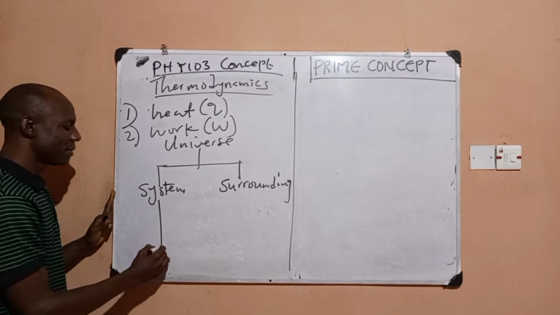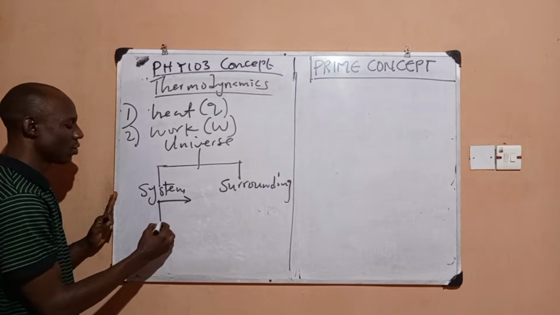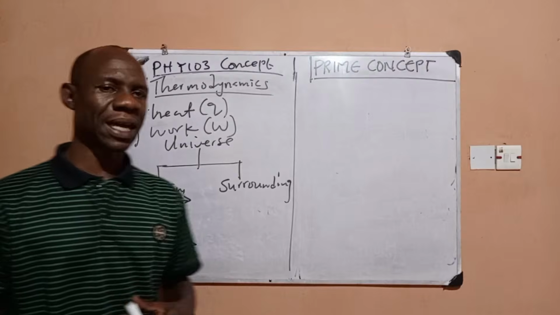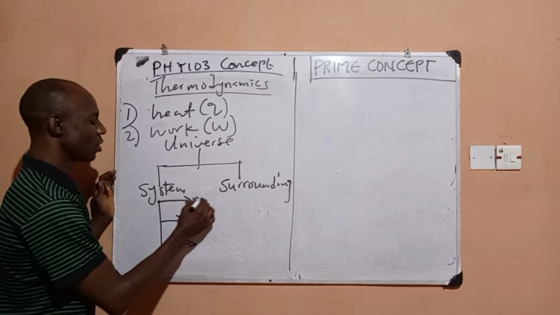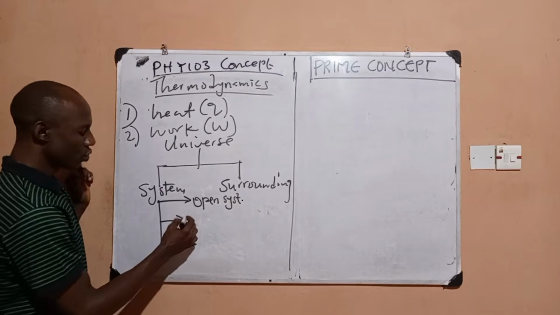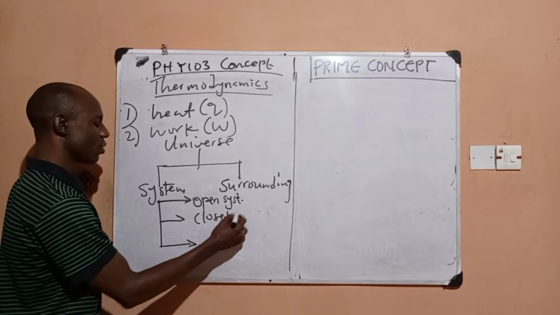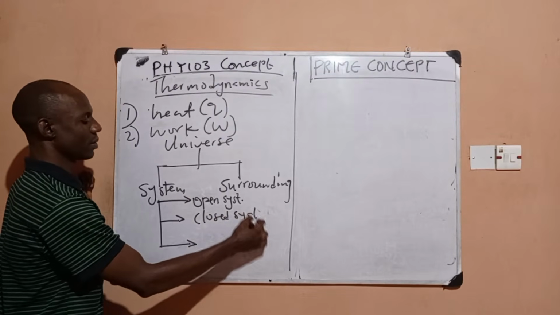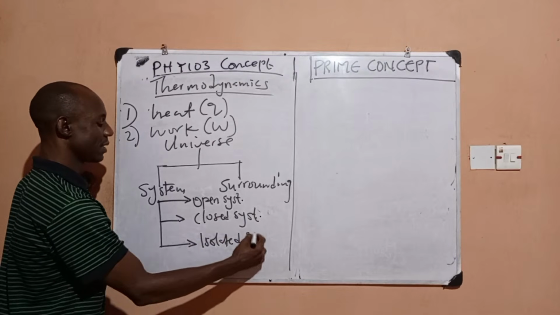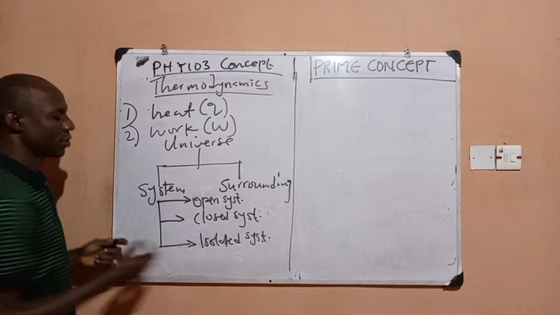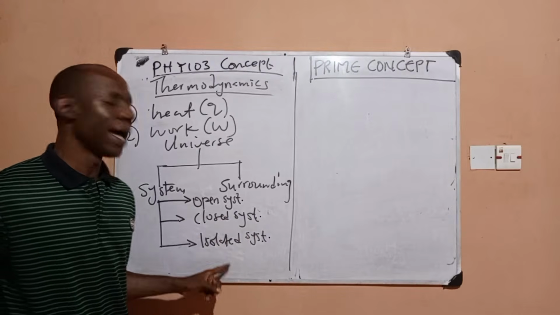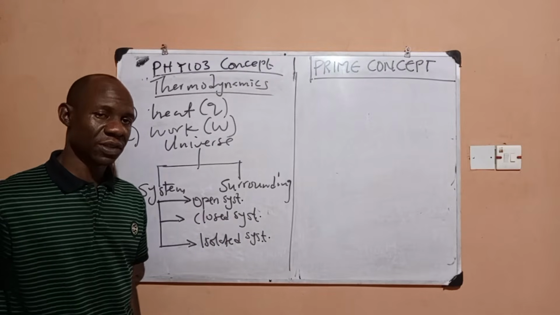Now, a thermodynamic system is divided into 3 types. Thermodynamic system is divided into how many types? 3 types. One is what you call open system. 2 is what you call closed system. And 3 is what you call isolated system. So these are the 3 types of systems you have: open system, closed system, and what? Isolated system. I hope you're still following me.